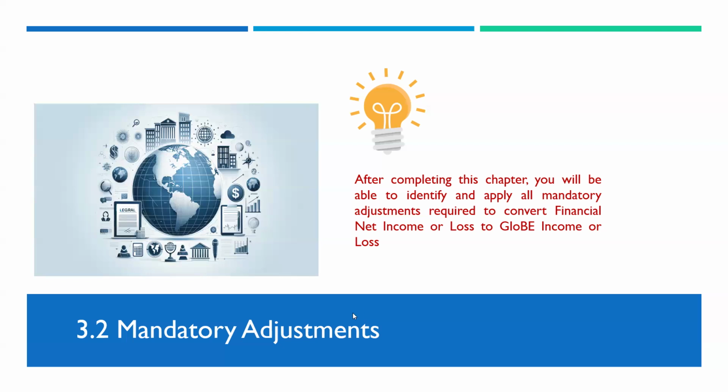Now, the title of the chapter is mandatory adjustments. After completing this chapter, you would be able to identify and apply all mandatory adjustments required to convert financial net income or loss to GloBE income or loss. What is the conversion is what we are discussing.